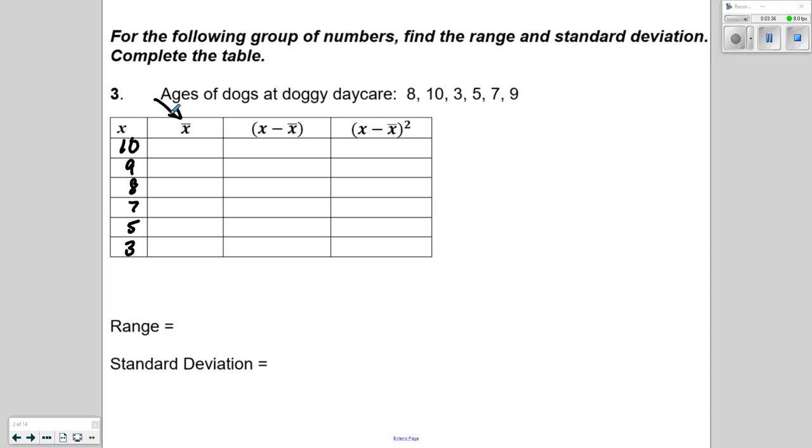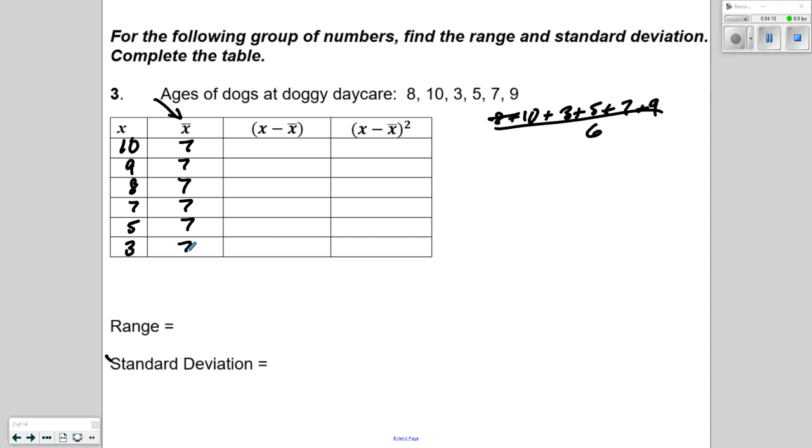Now, if we want to fill in this table, which is going to help us find that standard deviation, we need the average. So we need the average of these data values. You can do that off to the side again, and divide it by the amount of data values we have. If we do that, we get 7. So that 7 will go in that second column all the way down.